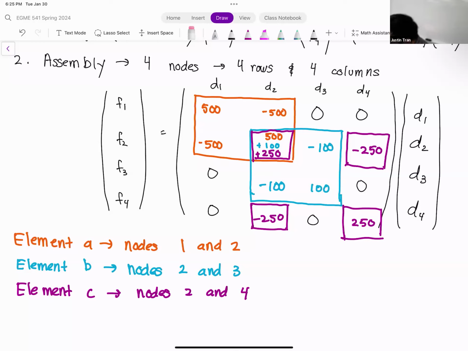And in fact, we can go ahead and replace this. Instead of 500 plus 100 plus 250, we can just evaluate that, and that's going to be 850 in that box right there.